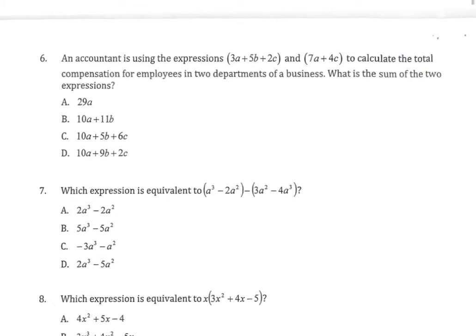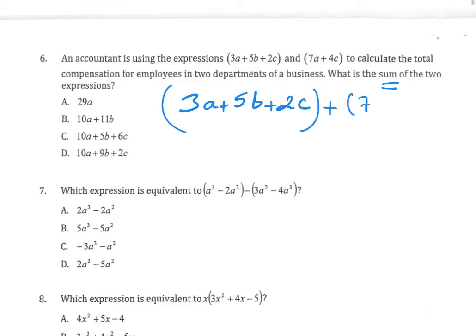All right, so in this question, we got some kind of word problem. An accountant is using the expressions 3a plus 5b plus 2c and 7a plus 4c to calculate the total compensation for employees in 2 departments of a business. So what is the sum of the 2 expressions? That means we need to add. We need to add the 3a plus 5b plus 2c.